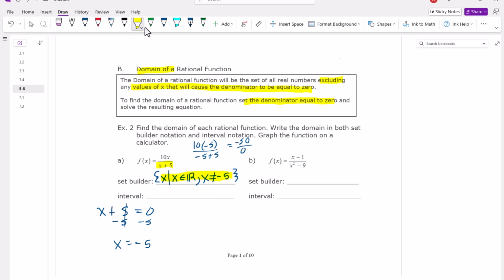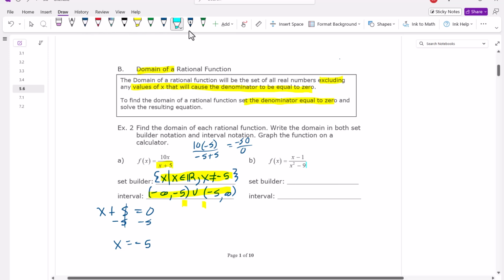Two braces, set of x, such that that vertical bar is saying such that. So if you're doing interval notation, there's just going to be everything below negative 5 and everything above negative 5. So that's our way of excluding, and you want to make sure that you use parentheses around that negative 5, because if you put a bracket, then you're telling me negative 5 is okay to include in the domain. Okay, so that goes like that.